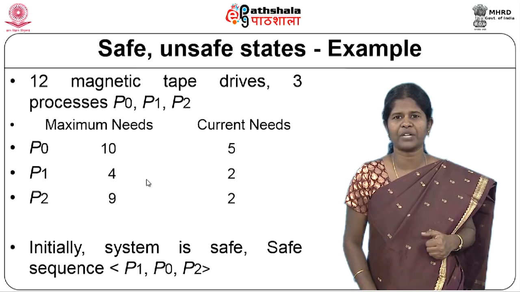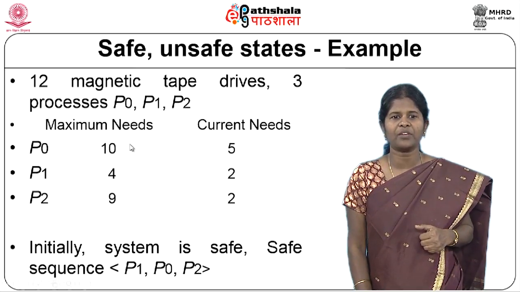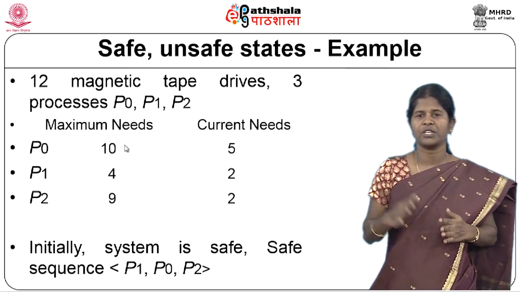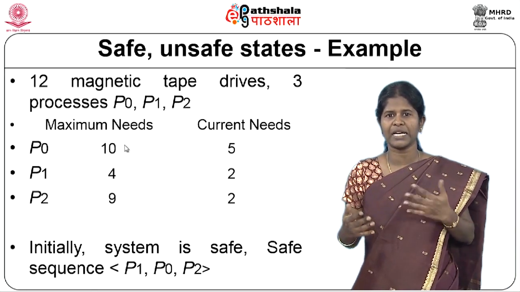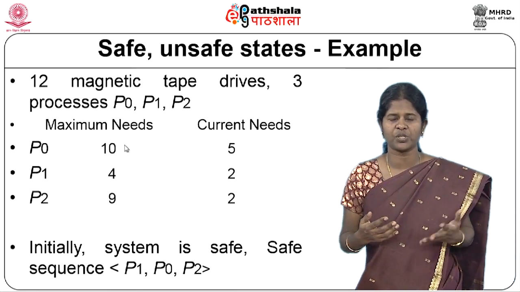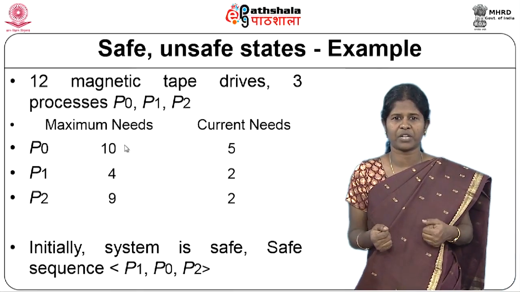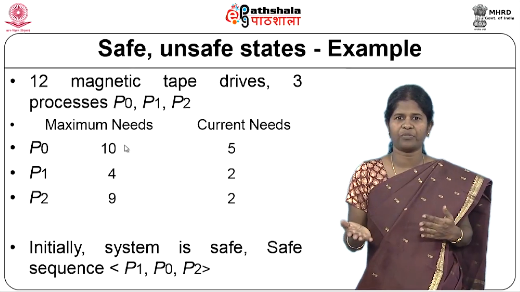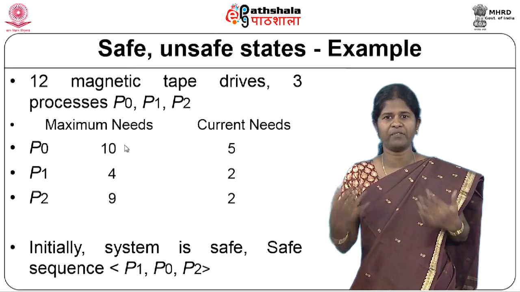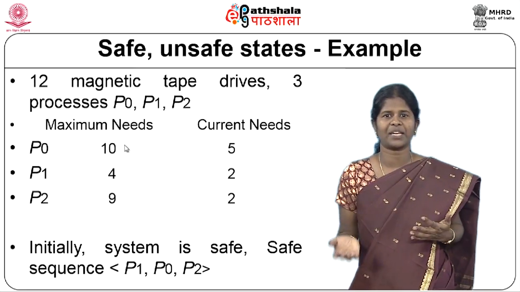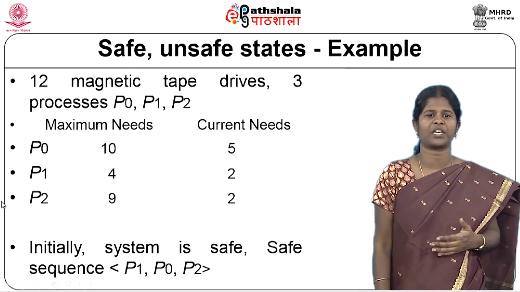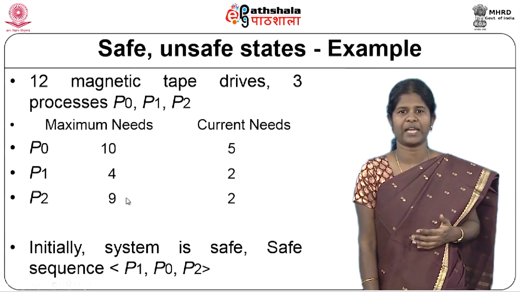These 5 free tape drives can be given to process P0 because P0 in future will need only 5 tape drives. So, these 5 tape drives can satisfy the request of process P0. When process P0 finishes, it will release all the 5 that it already has and the 5 that it is getting now. So, all the 10 will be released. So, we will have 10 tape drives that are free, and with these 10 free tape drives, we can satisfy the request of P2, which will need 7 more.